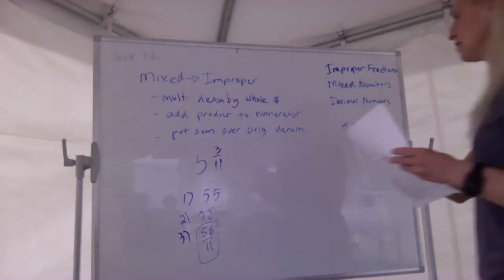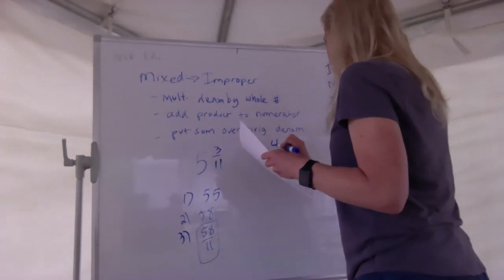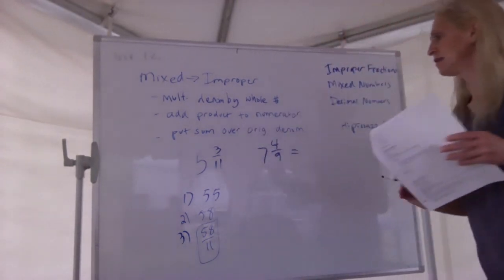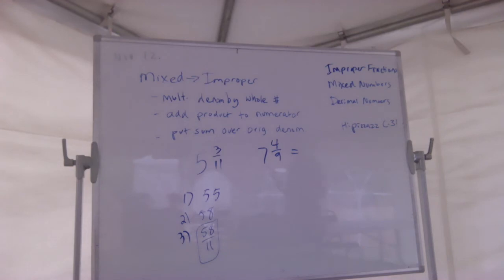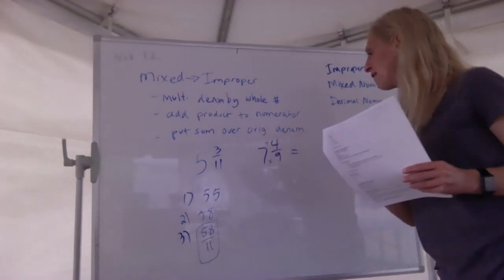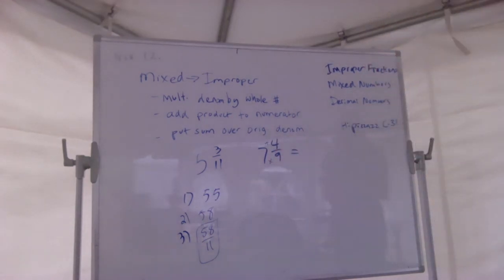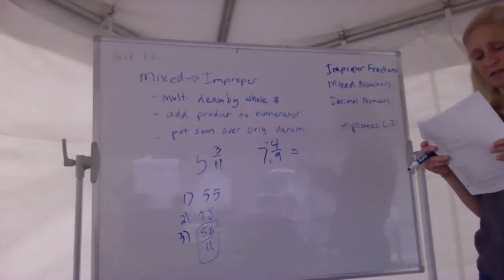Okay, so let's do another one. 7 and 4/9. Let me know when you have your answer to that. Okay, so we go around. We're going to do 7 times 9, get that answer, and add 4. So 7 times 9 plus 4 equals.